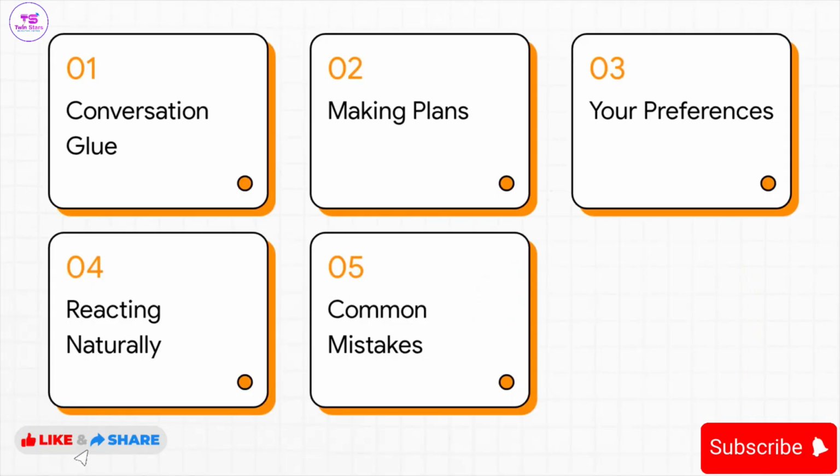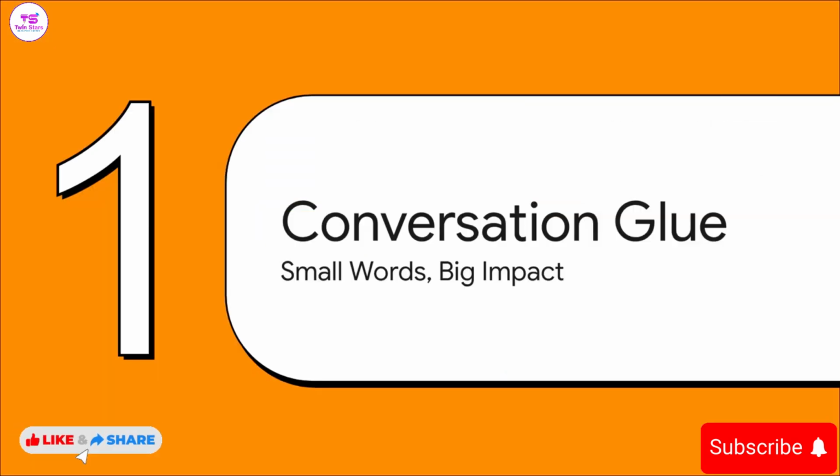Okay, so here's our roadmap for today. We are going to look at the glue of conversation, making plans and suggestions, expressing your preferences, reacting naturally in real time, and finally we'll wrap up by tackling some really common mistakes. Lots to cover, so let's get into it. We're kicking things off with part 1, the glue of conversation.